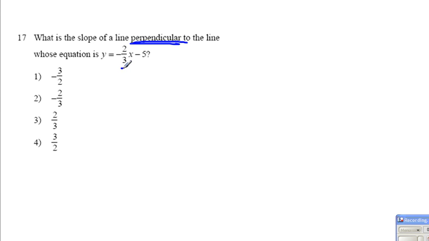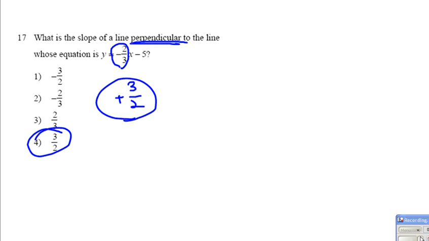The slope has to be perpendicular. That means it has to be the negative reciprocal of this one. So the negation of negative becomes positive. The reciprocal of that becomes 3 over 2. So positive 3 over 2. Choice number 4 becomes our answer.